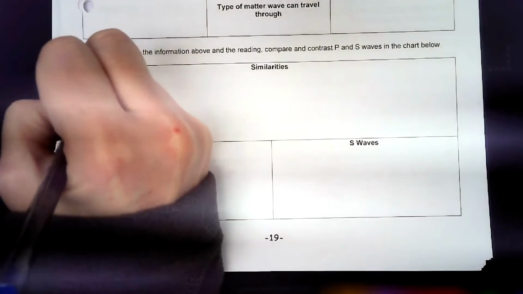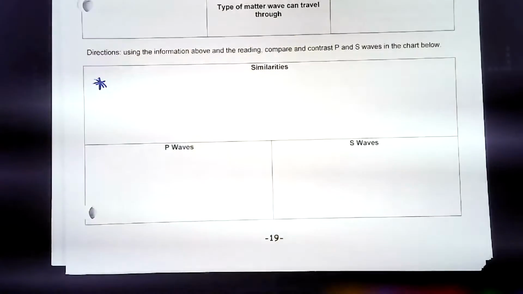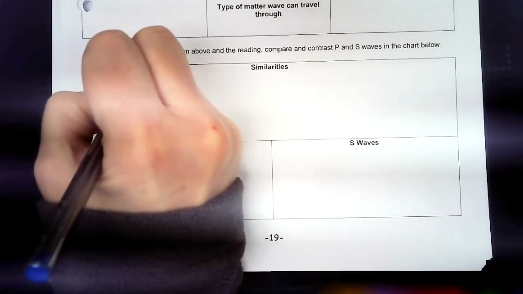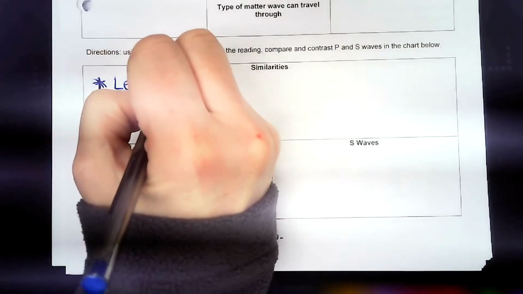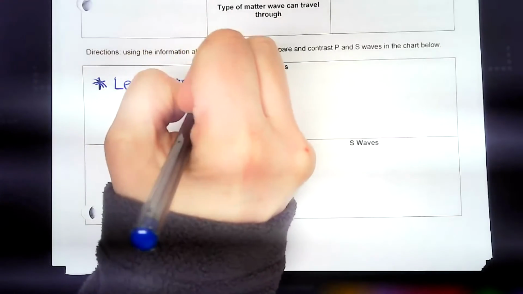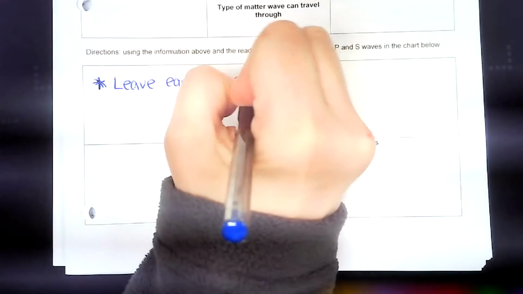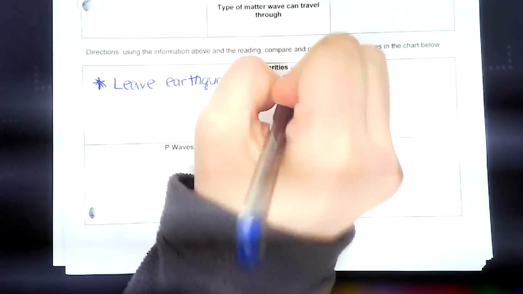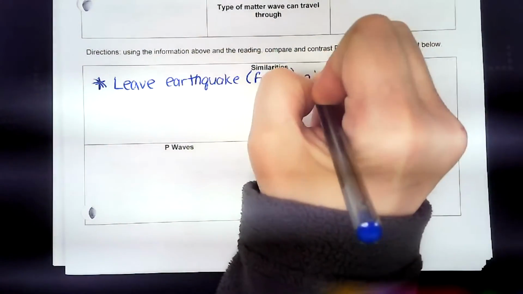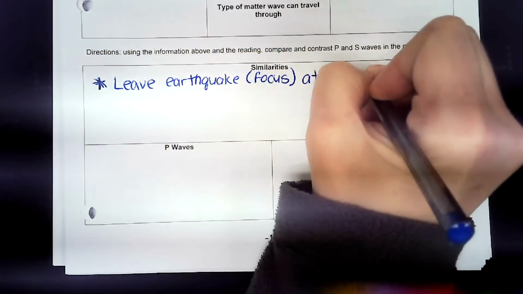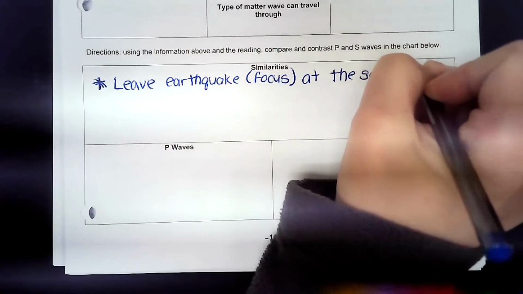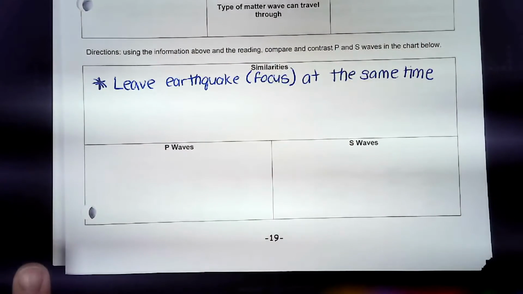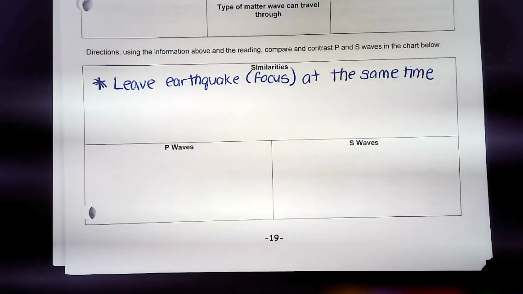Yes, that is actually, I think the number one similarity: they leave the earthquake, which is at the focus where the two plates hit each other. So they leave the earthquake at the exact same time. That I think is probably the most important similarity, that the moment that earthquake happens, it releases a P and an S wave from the focus. They leave at the same time.